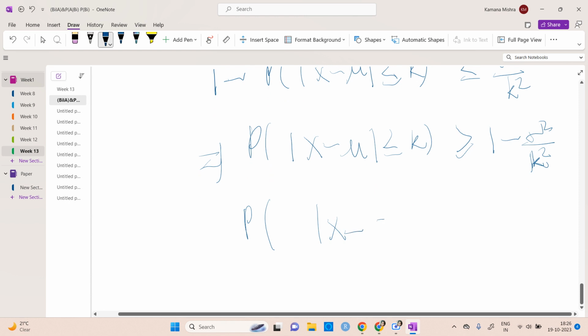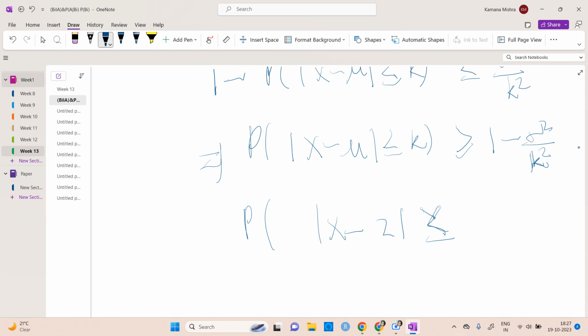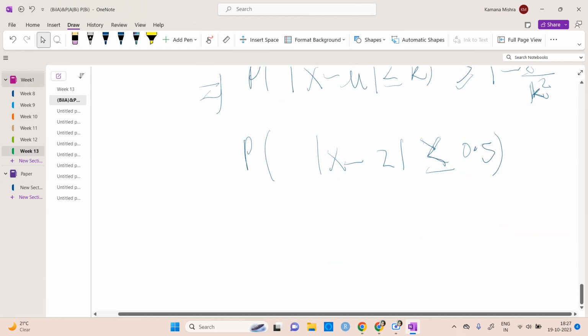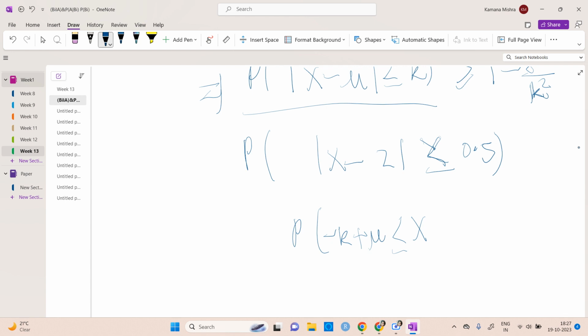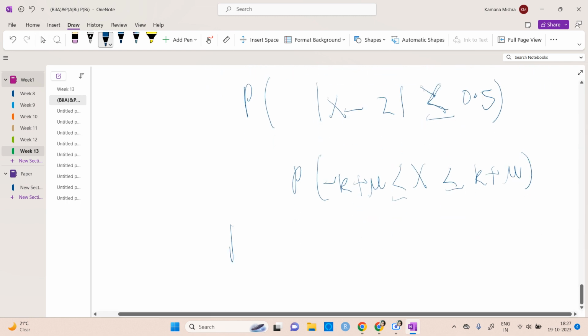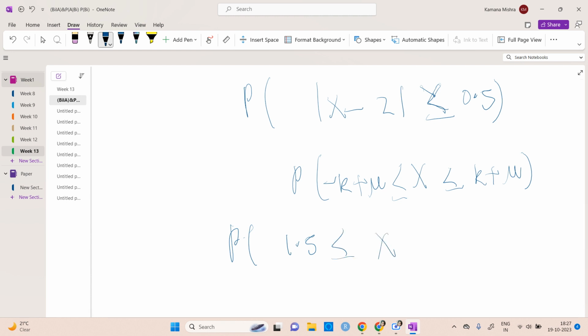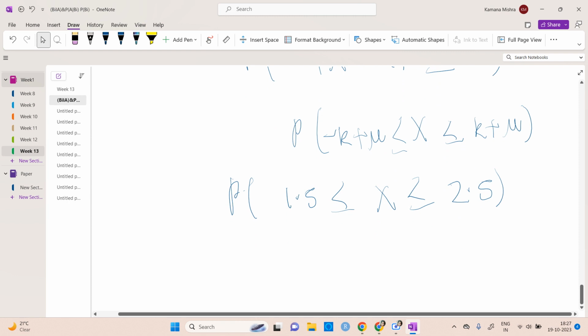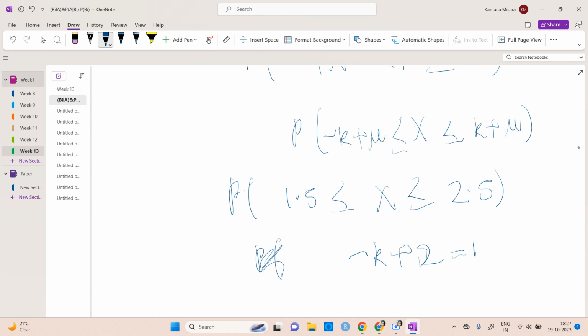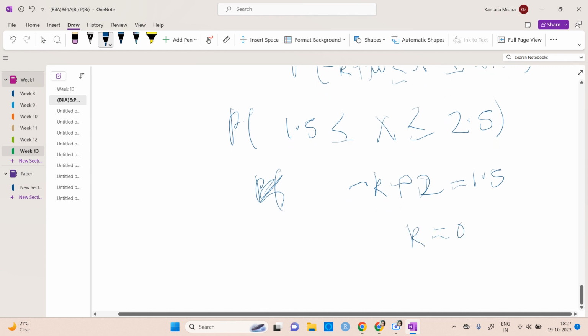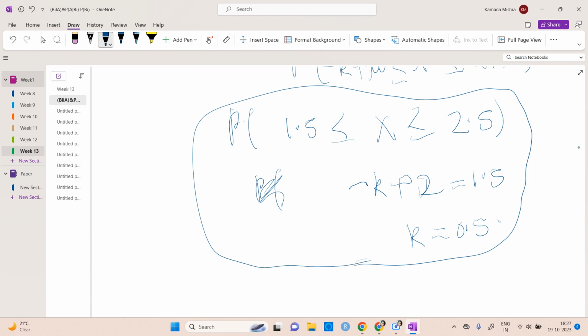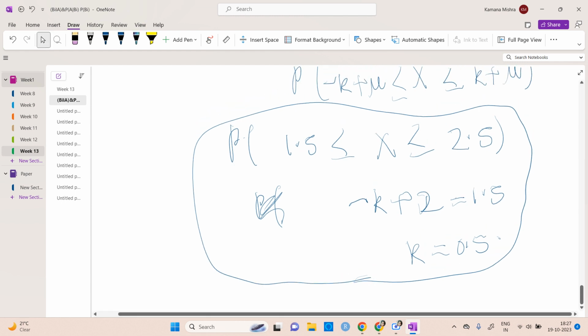You have x minus mu given as 2, and it is less than or equal to 0.5. How did I find this 0.5? Because here it would be the probability that x is coming from minus k plus mu to k plus mu. We want to find it from 1.5 to 2.5, and mu is 2. So if you take minus k plus 2 equal to 1.5, k would be 0.5. Okay, if you have any confusion, let me know, because I think I told this at a very fast speed.